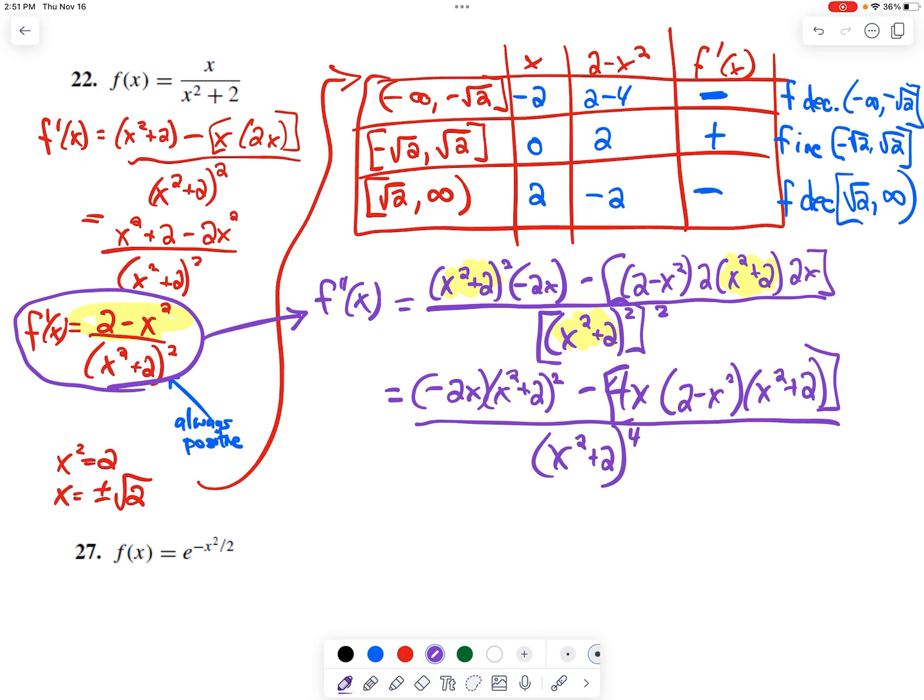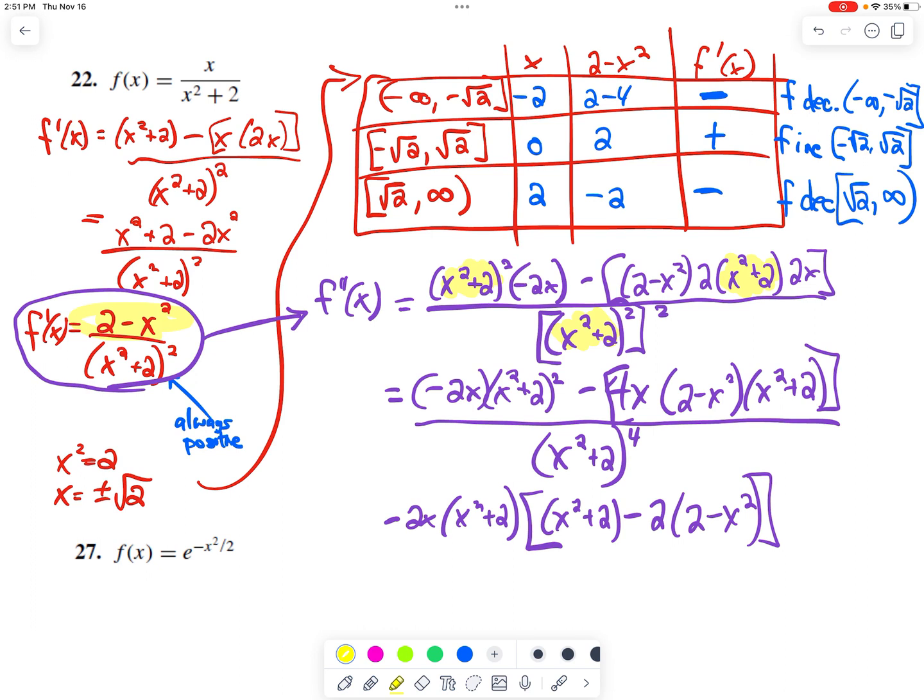Yikes. All right, I'm going to factor out what I can, which I think is a negative 2x and an x squared plus 2. And what's left is x squared plus 2 minus 2 times 2 minus x squared. See what happened there? I had an x squared plus 2 that was common here, here, and then I haven't finished my denominator yet. That is all over x squared plus 2 to the 4th.